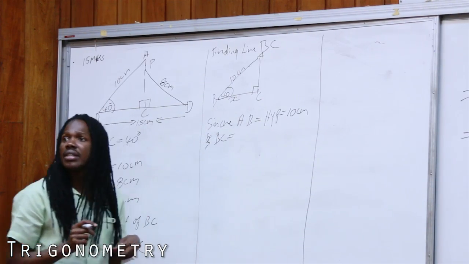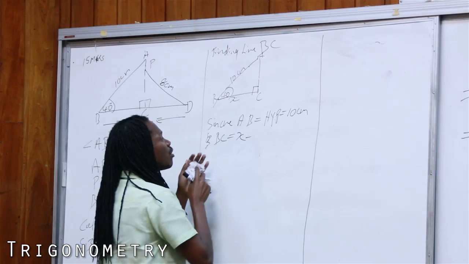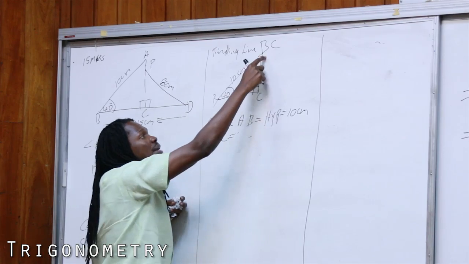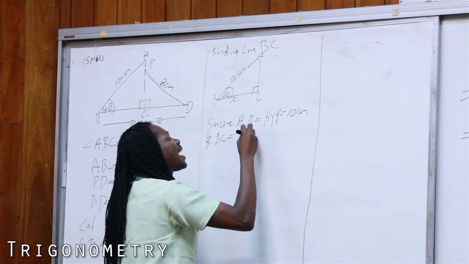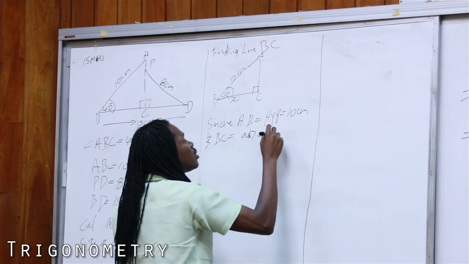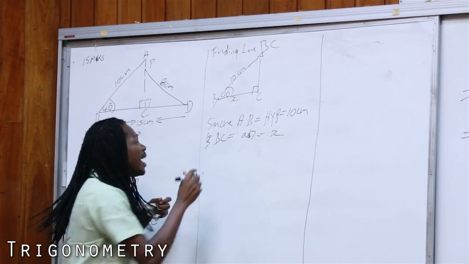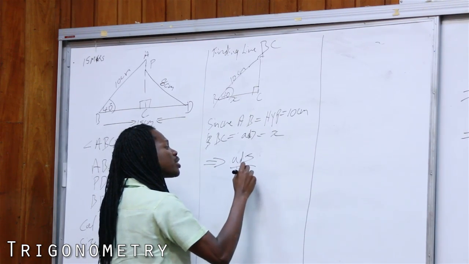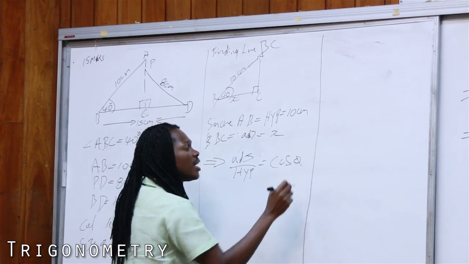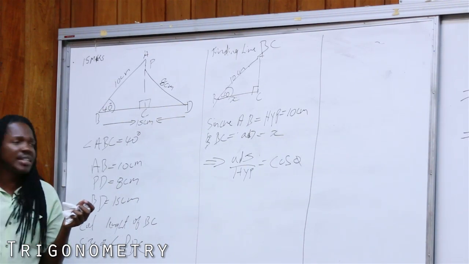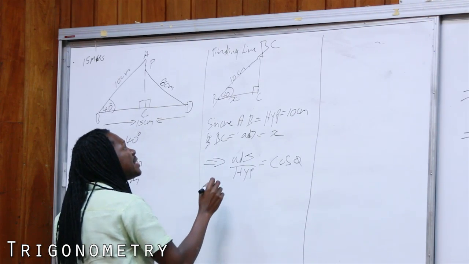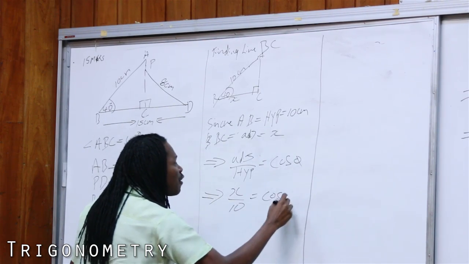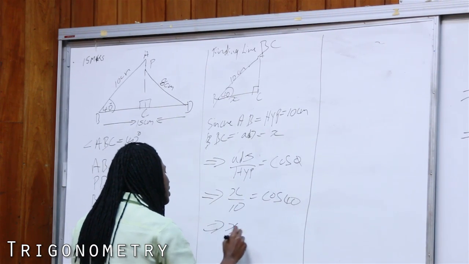And BC equals X. First, what is AC? That means BC is the adjacent. It implies that we have the adjacent over the hypotenuse, which equals cos of the angle. So my adjacent, which is X, over 10 equals cos 40, which implies that X over 10 equals cos 40.